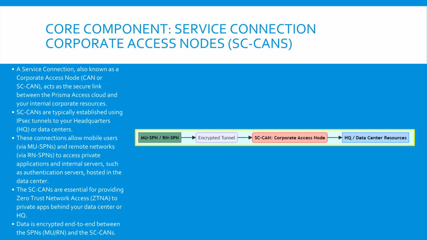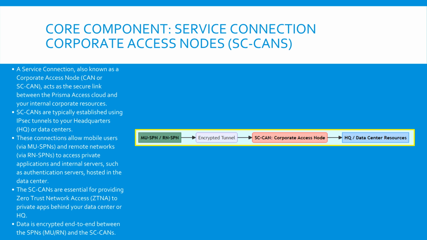The primary function of the SCCAN is to enable secure access to resources like private applications, internal LDAP servers, and other services for both mobile users and remote branch offices. Essentially, the SCCAN ensures that traffic, once secured by an MUSPN or RNSPN, can safely traverse into your trusted corporate network. Like the other nodes, traffic moving between SPNs and SCCANs is protected by end-to-end encryption.